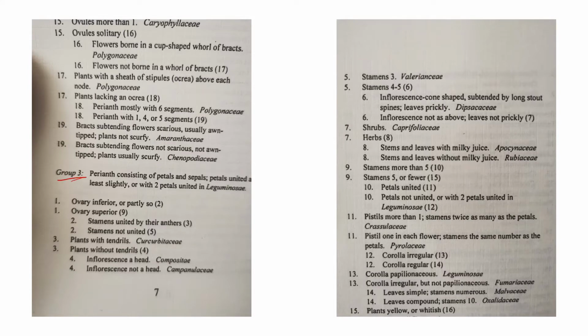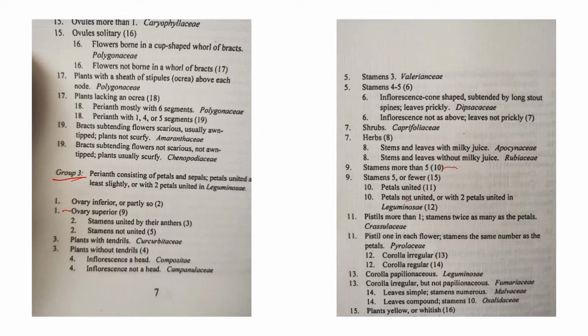Okay, we're over here in group 3. And so we start keying right away, and to find out if the ovary is inferior, partly inferior, or superior, and in this case we saw that the ovary was superior. And so we move to 9 and we look to see if there are more than 5 stamens or fewer than 5 or equal to 5, and we saw that there were more than 5 stamens. So we move to 10 and to see if the petals were united. There were separate petals, so petals not united or with 2 petals united in Leguminosae. So that is us here.